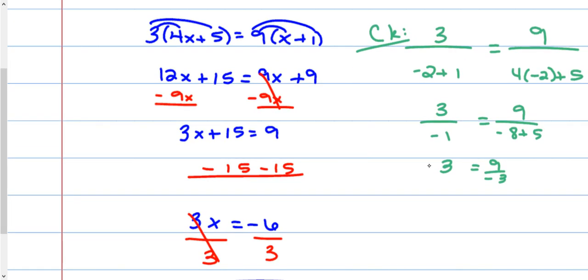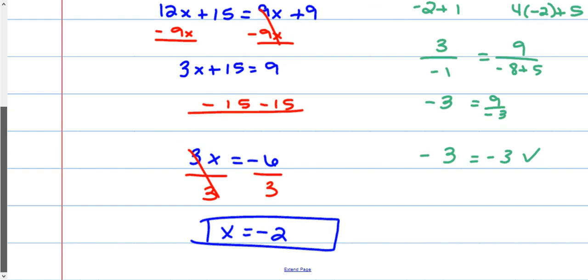I'm sorry, this right here became a negative 3 because 3 divided by negative 1 is negative 3. So now I have negative 3 equals 9 divided by negative 3 is negative 3. It checks out. So my answer there is x equals negative 2.